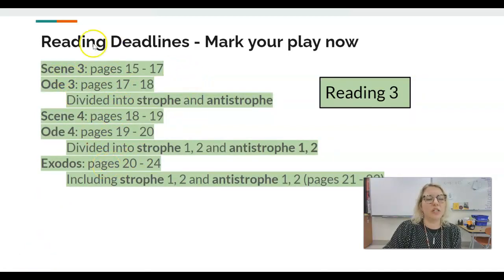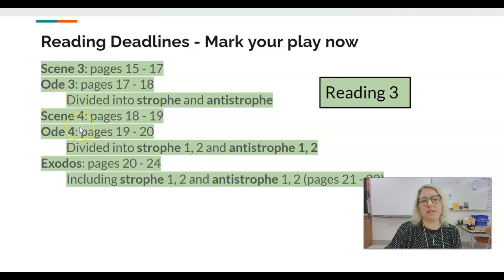So it starts on page 15. Why don't you circle the words scene 3 on page 15? And then ode 3 starts on page 17. It's divided into 1 strophic pair. Scene 4, pages 18 to 19.